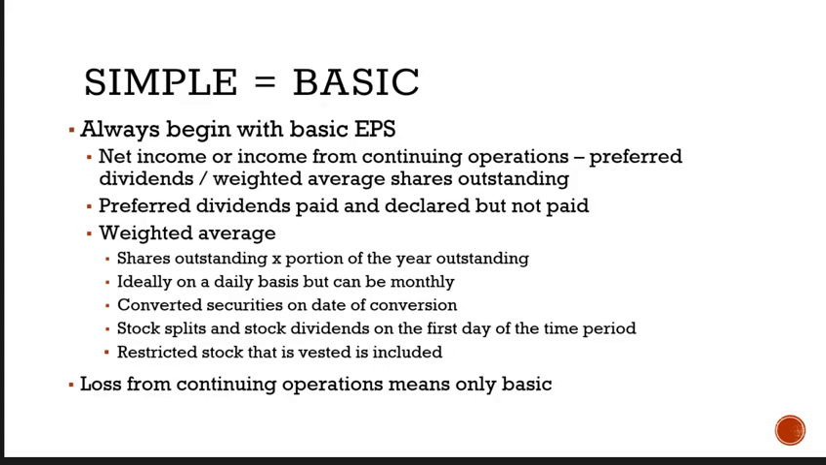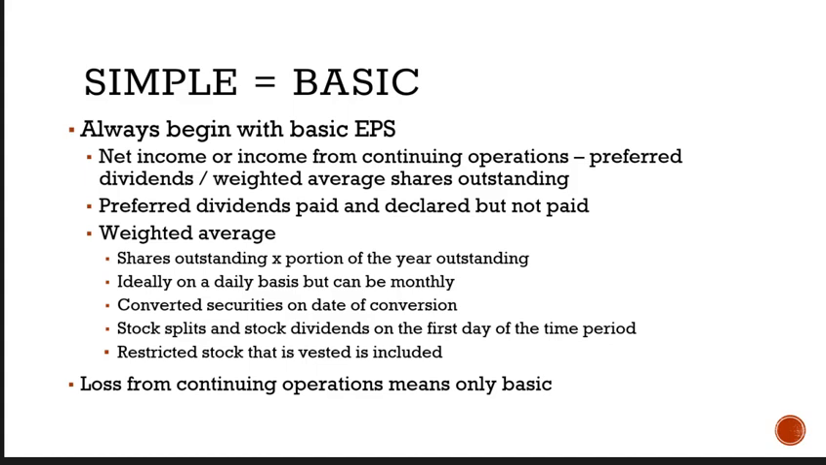So when calculating these, you always start with basic earnings per share. So the first step in any calculation of earnings per share is to take net income or income from continuing operations, subtract out preferred dividends, only preferred dividends, not common dividends, only those paid to preferred stockholders, and then divide it by the weighted average shares outstanding. You're going to include preferred dividends that are paid and those that are declared even if they're not paid. So all preferred dividends.